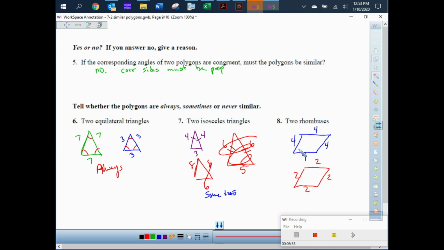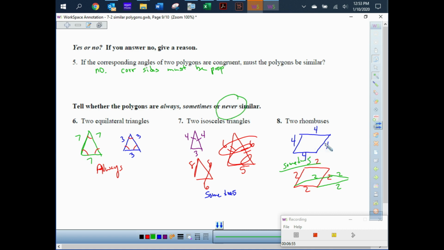So you don't really know anything about this angle, because I could have made this rhombus really, really slanty right here, and it would still have sides of 2. You don't know anything about the angle. So, always, sometimes, or never? That would be sometimes. It's possible to do it, but it's also possible to not.